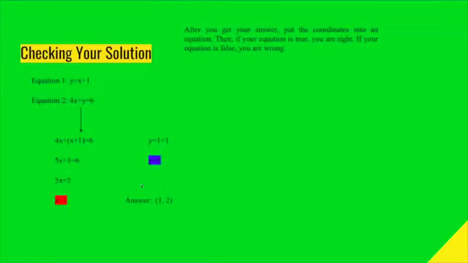In order to check our solution, we have to put our answer, 1 comma 2, into an equation. So I used the first equation, y equals x plus 1. Then after I plugged in my coordinates, I got 2 equals 1 plus 1, and then I got 2 equals 2. So this means the answer is right. We could also plug the coordinates into the second equation, and I got 6 equals 6.